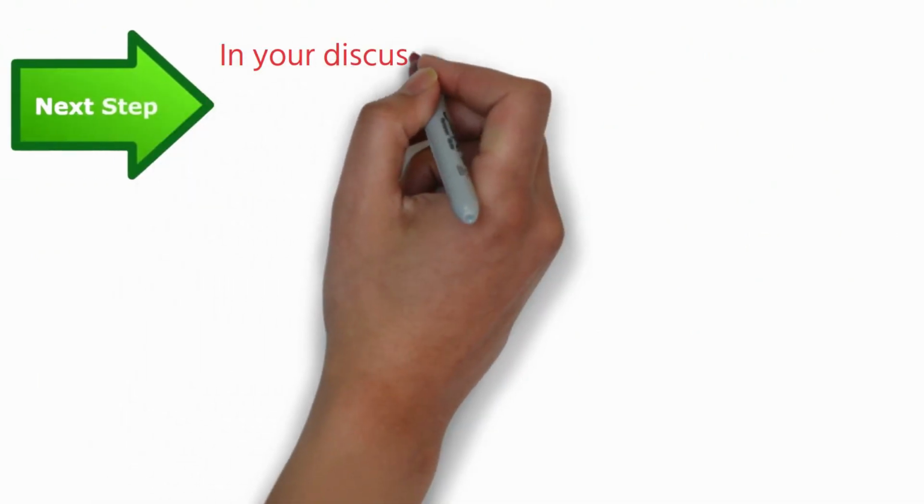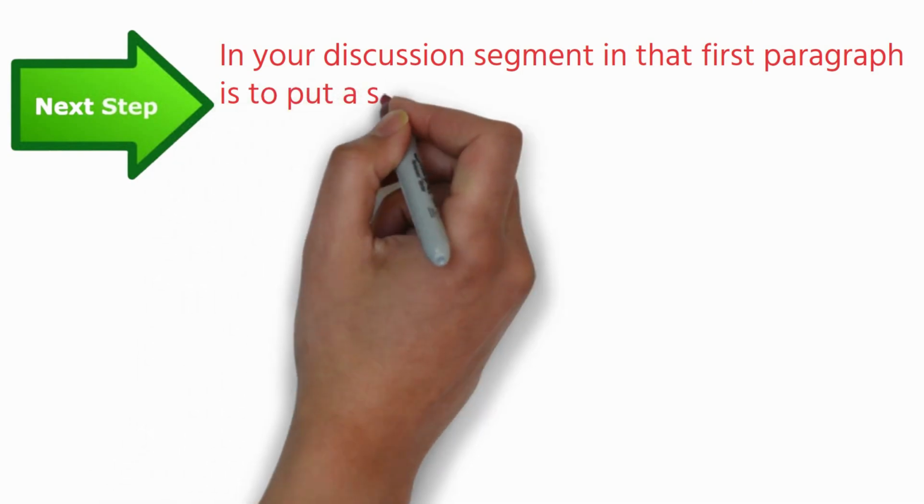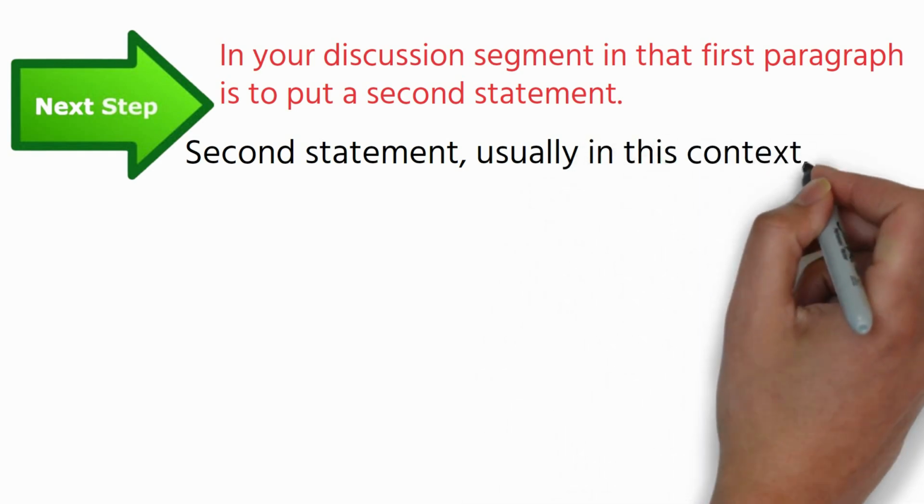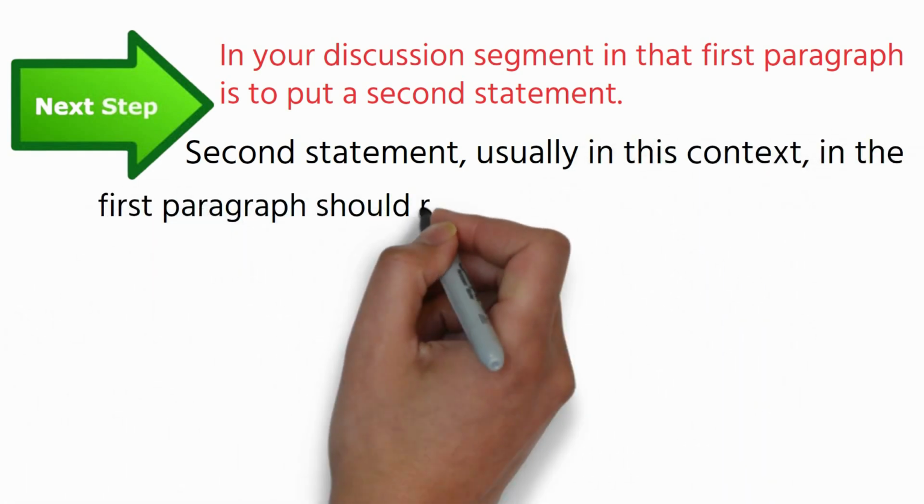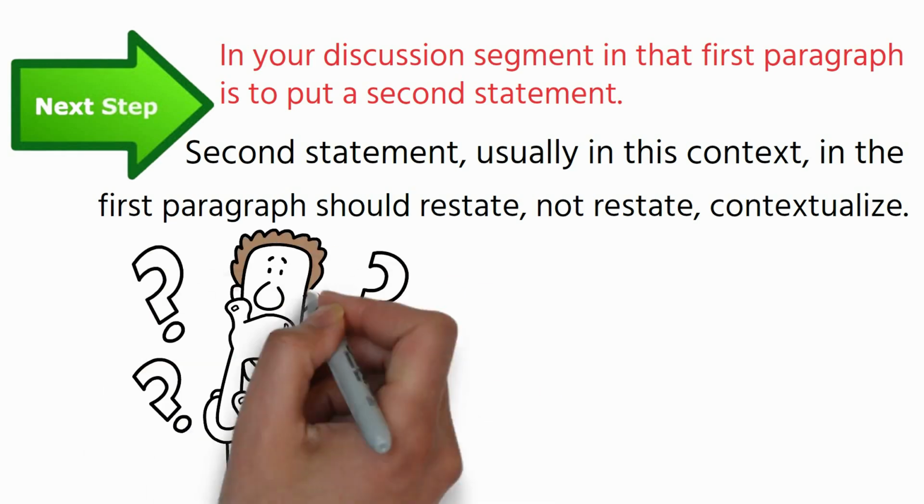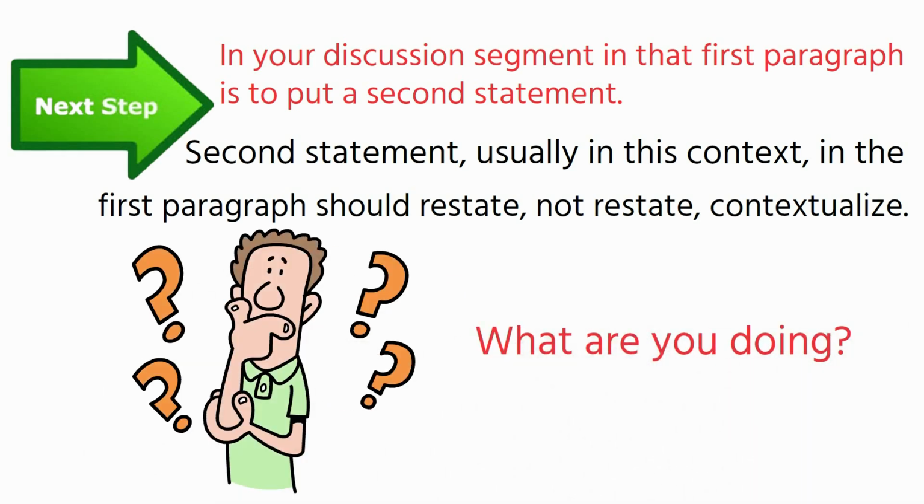The next step in your discussion segment in that first paragraph is to put a second statement. The second statement, usually in this context, in the first paragraph, should not restate, but contextualize. Okay, why did you do this? What are you doing, right? Why did you go into this type of study? It's not like an objective, but you're just kind of contextualizing it with literature, with previously existing data or previously existing studies or guidelines, right? That will help the reader to understand, okay, this is where this thing is going. This is the flow to it.